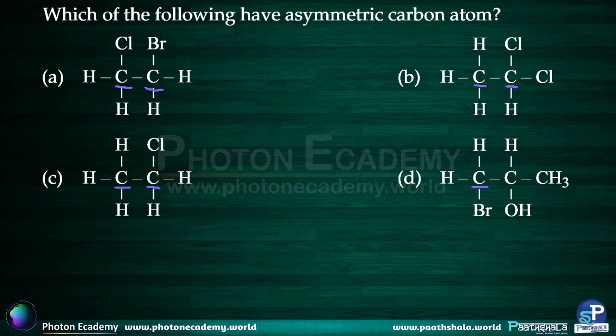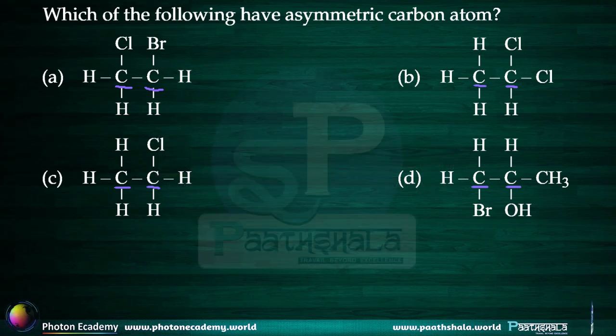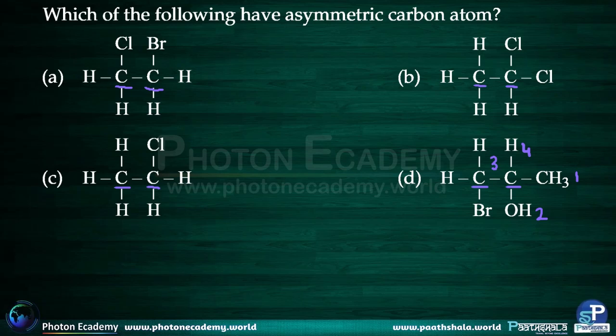But when we look at this particular carbon atom, there is one methyl group attached to it. The second group attached to it is a hydroxyl group. The third group that is attached to it comprises one carbon atom, one bromine atom and two hydrogen atoms. And the fourth group is a hydrogen atom. Hence, all the four groups that are attached to this particular carbon atom are different, they are unique. And thus, this is a chiral carbon atom or an asymmetric carbon atom.